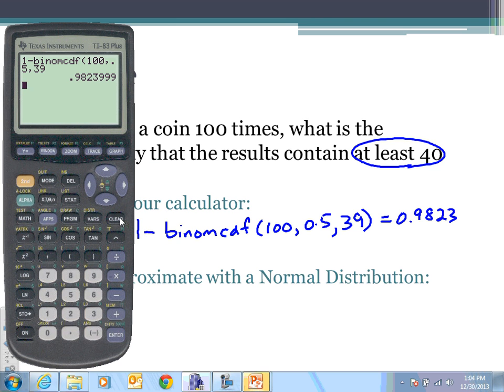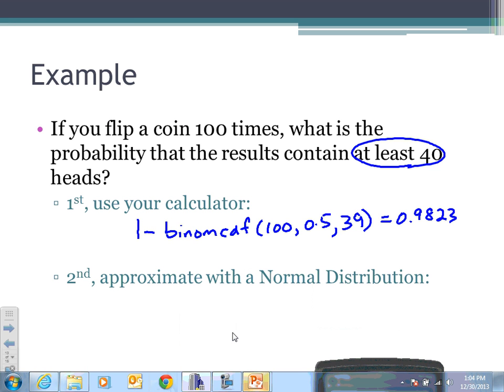So the first thing that we want to do here, before we approximate with the normal distribution, is we actually need to stop and think, is this actually appropriate for us to approximate? Is it appropriate for us to use the normal distribution? Because remember, we have this rule of thumb. We need to take n times p and n times 1 minus p, and make sure that both of those are greater than or equal to 10.